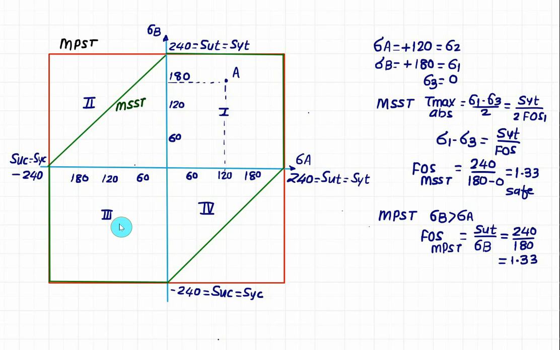So for quadrant 1 and quadrant 3 we get the same result, that is, the factor of safety given by the maximum principal stress theory and the maximum shear stress theory are identical. Only for quadrant 2 and quadrant 4 they have different values, and sometimes the part will fail if you are in this region in quadrant 2, but inside this region, that is within the boundary of MSST, the part will not fail. That is a safe design.